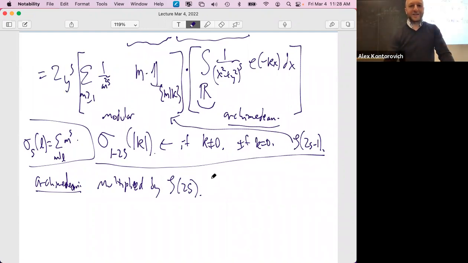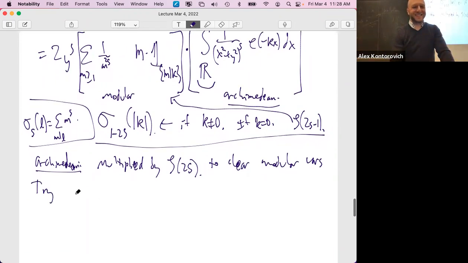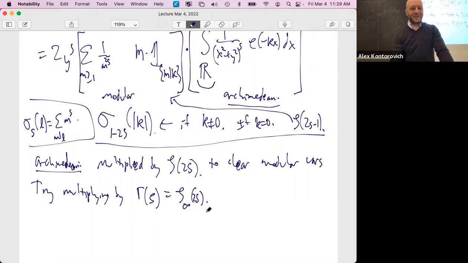We multiplied by zeta of s to clear modular variables. I love their aesthetic sense. What would be really sweet here? Try multiplying by gamma of 2s over 2. In other words, just gamma of s, which is almost the infinity factor, the infinite place of zeta.